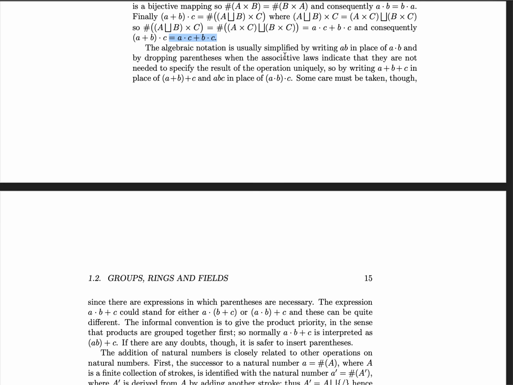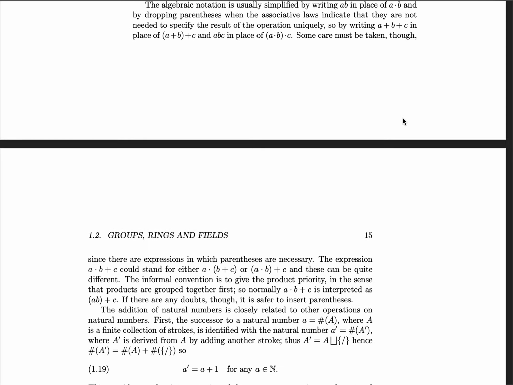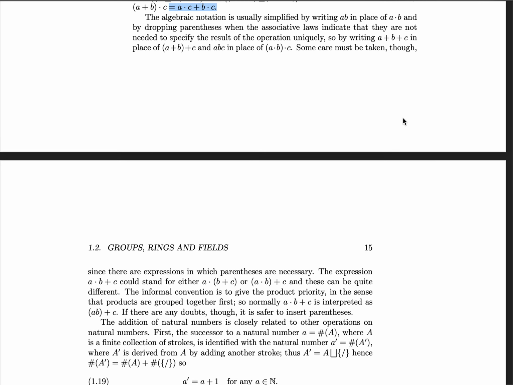An interesting thing to note is that usually instead of writing a times b, we just use placement notation and say it's ab, and we drop parentheses whenever the associative laws indicate in which order we should evaluate, which is the specific result that comes from applying the laws. So for instance, instead of writing (a plus b) plus c, we write a plus b plus c, because those are equivalent under associativity, so you have one specific answer.